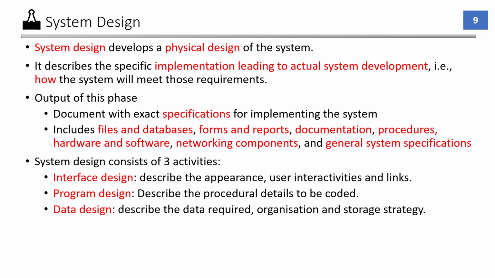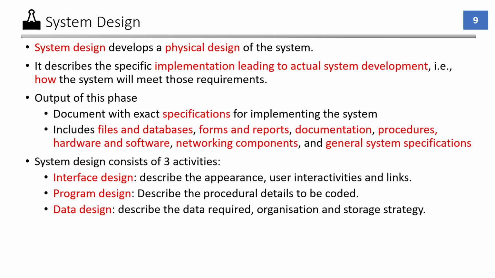The system design phase focuses on creating the physical design of the system. At this stage, the goal is to explain how the system will actually be built and implemented to meet the requirements identified earlier. It turns ideas and requirements into detailed plans for development. The main output of system design is a set of clear specifications that developers can follow.